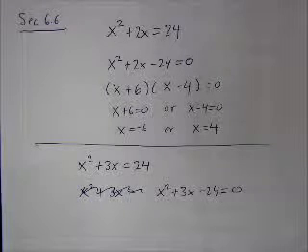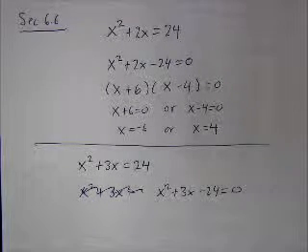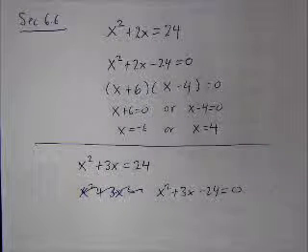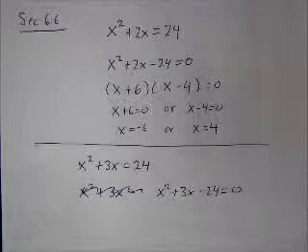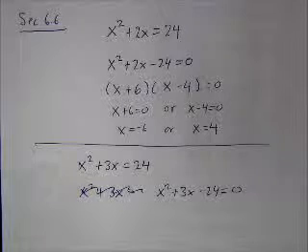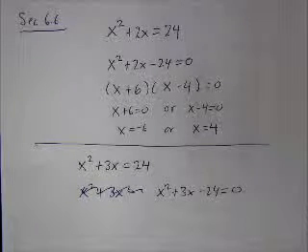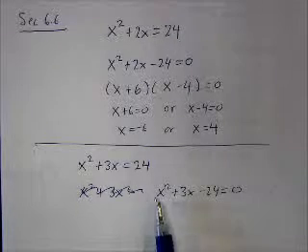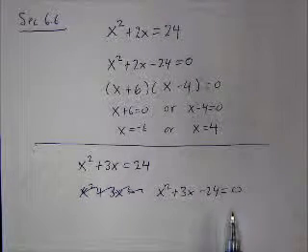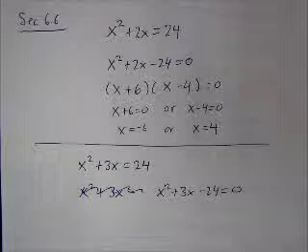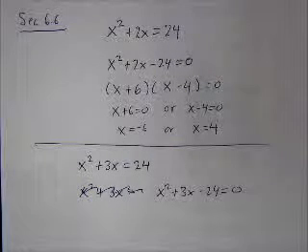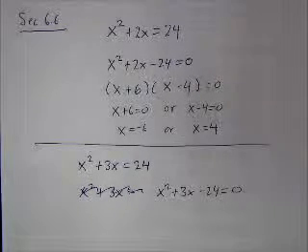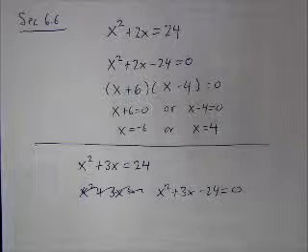You can try as hard as you want. You cannot factor that polynomial. x squared plus 3x minus 24 does not factor. You try all the possibilities, it doesn't work. So what does that mean? It means this polynomial is prime. That's true. But does it mean that this equation doesn't have any answers? No, I think this equation still has answers.